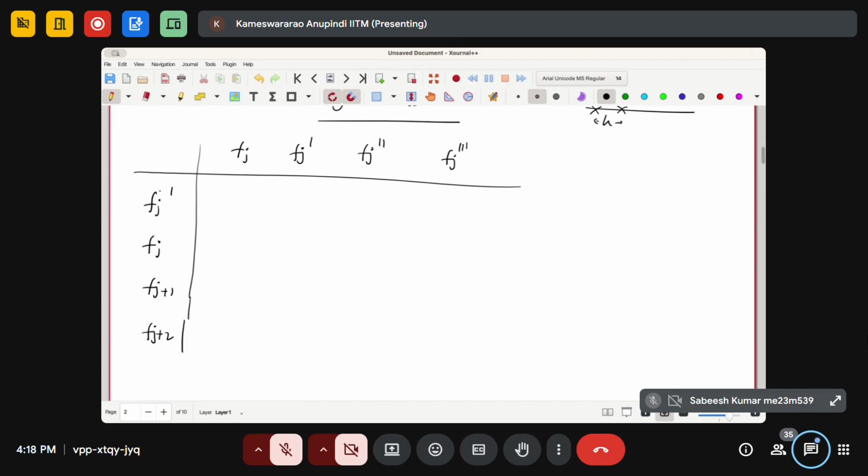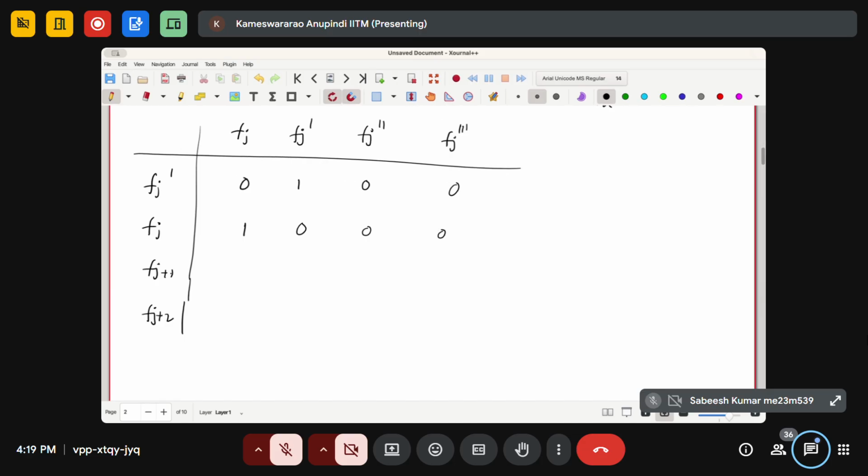So fj prime on the left hand side is basically going to have a 0 value for fj, 1 for fj prime, 0 for double prime, and 0 for triple prime, right? That's what I have. So I'm just filling up what will be the expansion of fj prime. Fj prime will be 1 times fj prime. Similarly, fj is going to be 1 times fj, and then it's going to be 0, 0, 0, right? That's what I'm going to get.